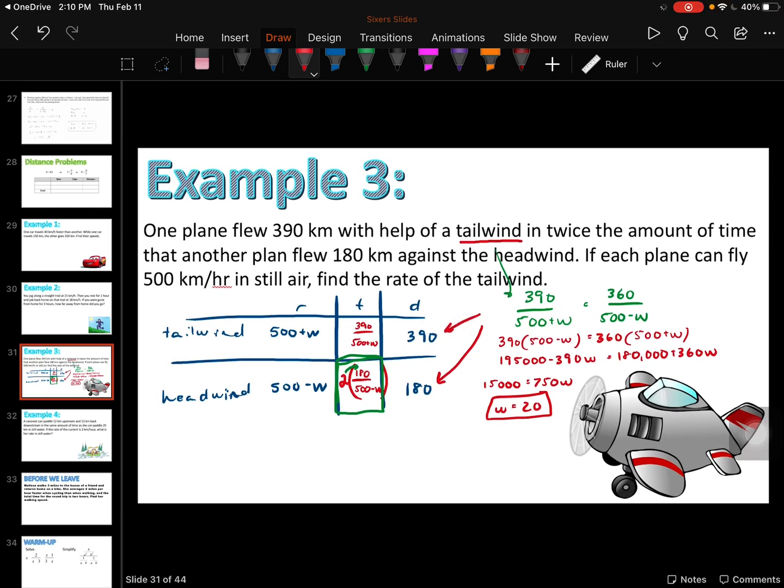Now this question says if each plane can fly 500 kilometers per hour in still air, find the rate of the tailwind. So the rate of the tailwind, or the wind that's helping us out, we're going to say here is 20 kilometers per hour. That would be the same as the rate of the headwind also.